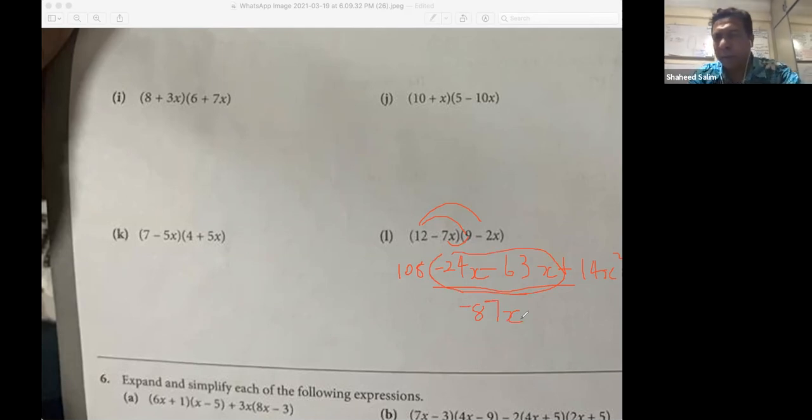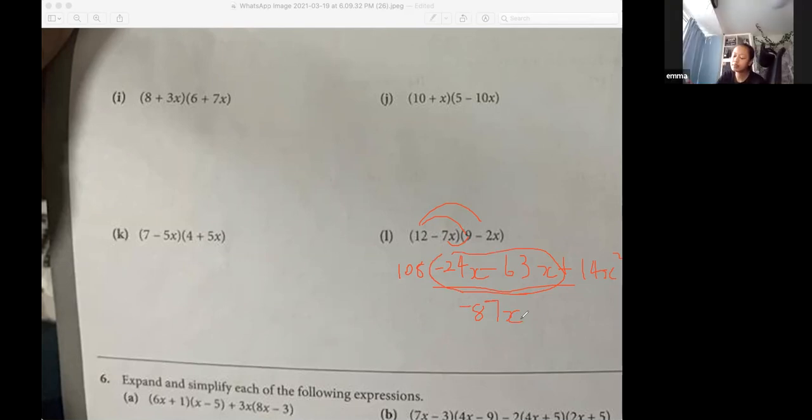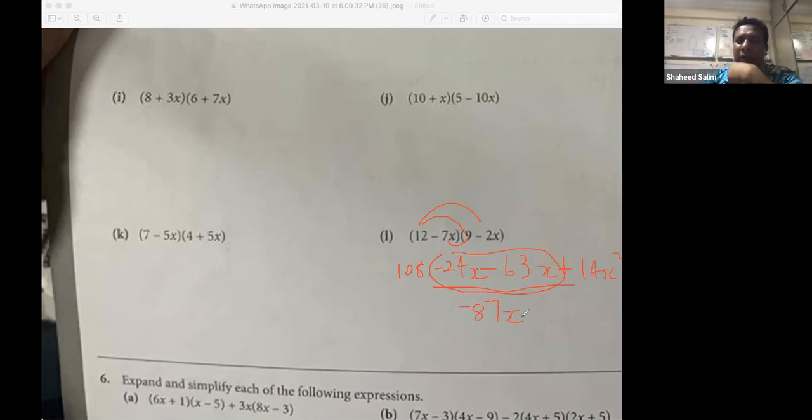Can you spot your error? Can? Or cannot? Cannot, I will check. I put plus. You put plus, okay. If you put plus, then you get 39. If you put this 63 plus, but you can see that this has to be minus, because minus times plus.